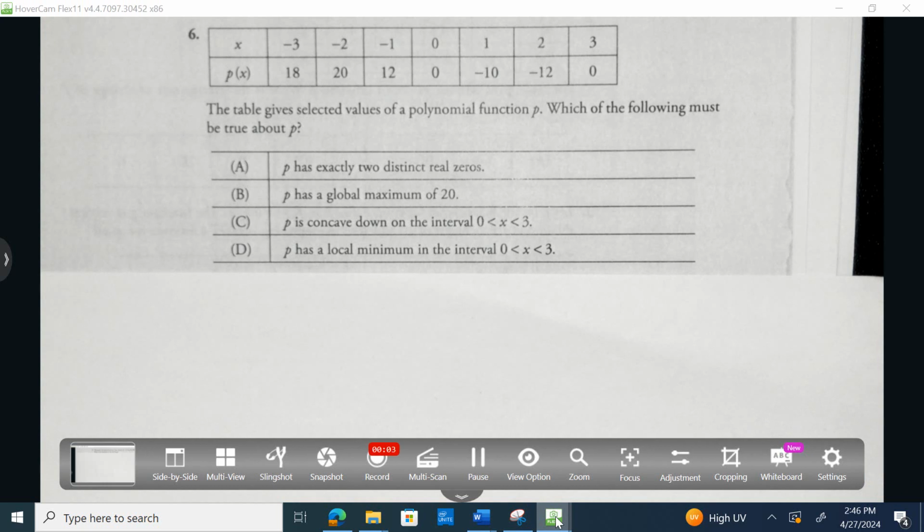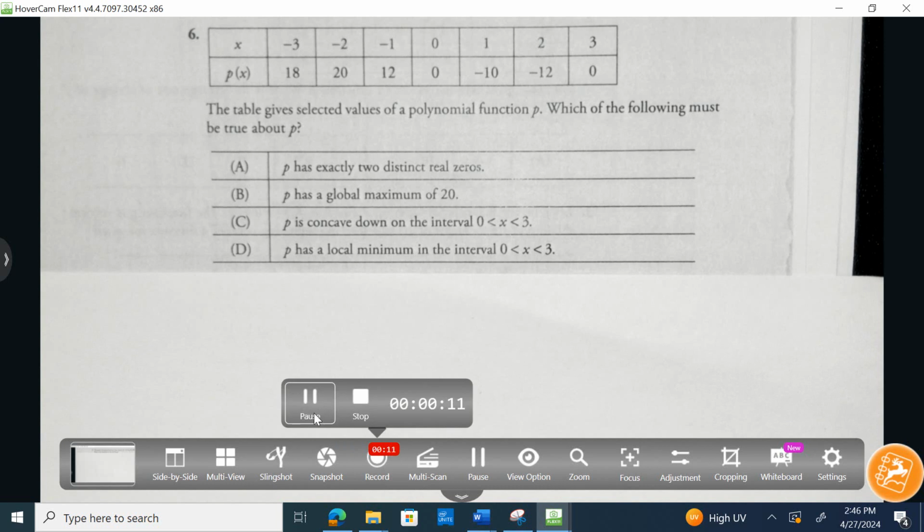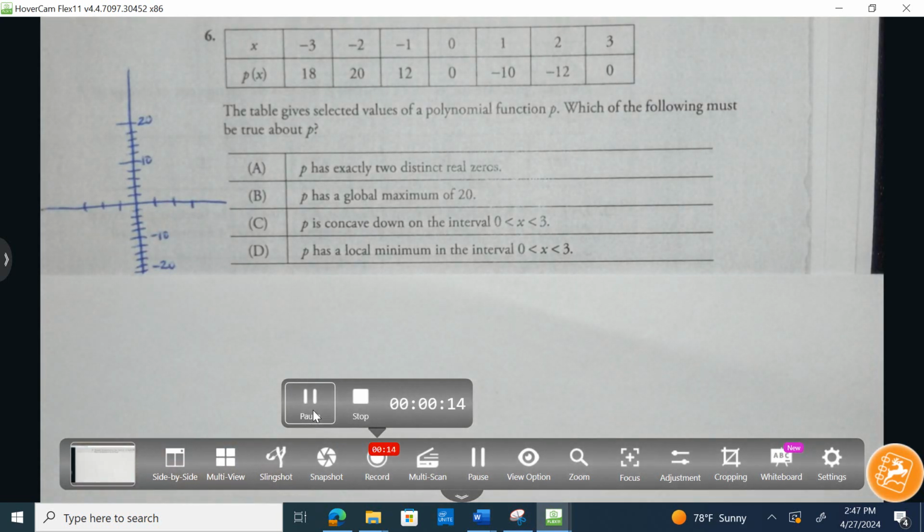Negative selected values of a polynomial function, which the following must be true. So I think the best way to go about doing this is simply to do a rough sketch. Okay, so I've created a graph. I'm going by ones on the x-axis and going by intervals of 2 just so I can fit this on.